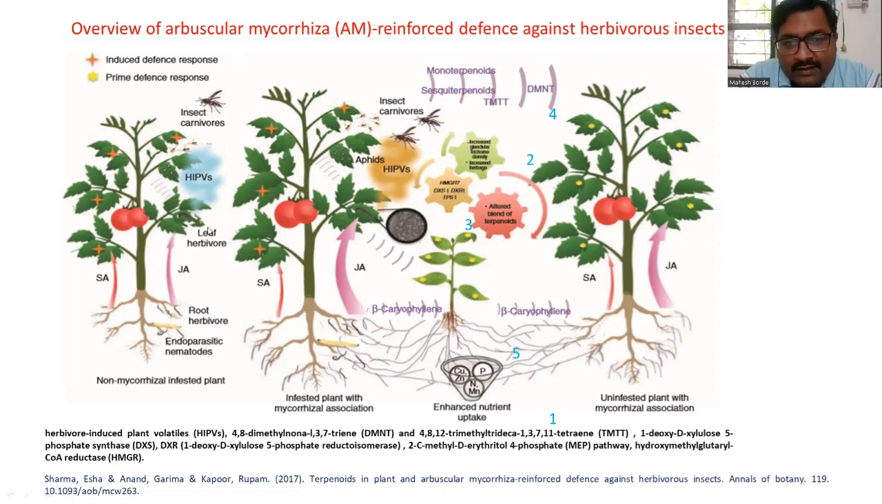What happens when the plant is associated with the mycorrhizae? First of all, when the plant is colonized with the mycorrhizal fungi, it enhances the nutrient uptake. When nutrient uptake is enhanced, the photosynthetic rate increases, and then the biomass of the plant increases. Along with that, the trichome content on the leaf increases. When the trichome content is highest on the leaf, some herbivores are attracted for herbivory interaction.